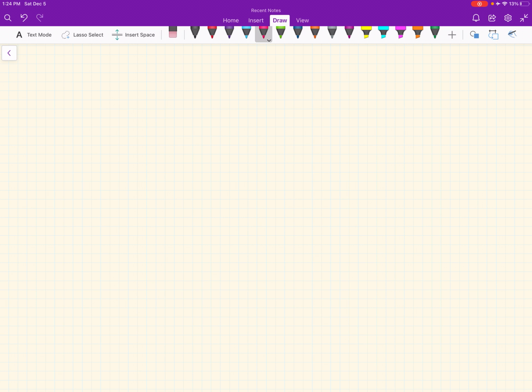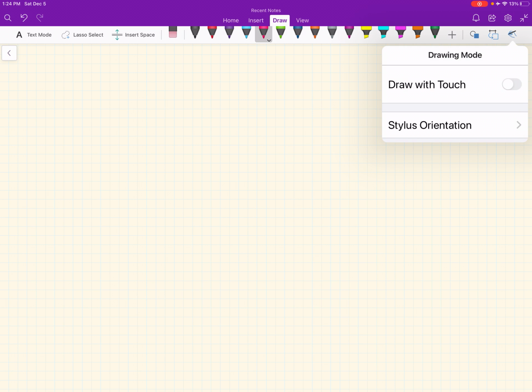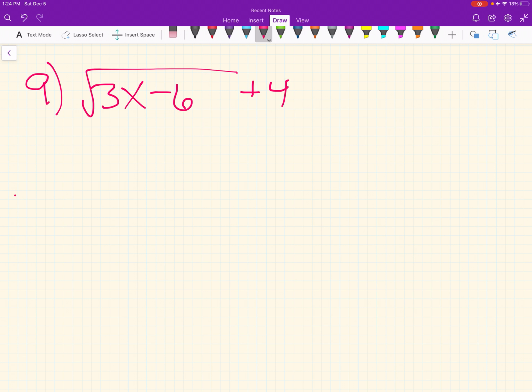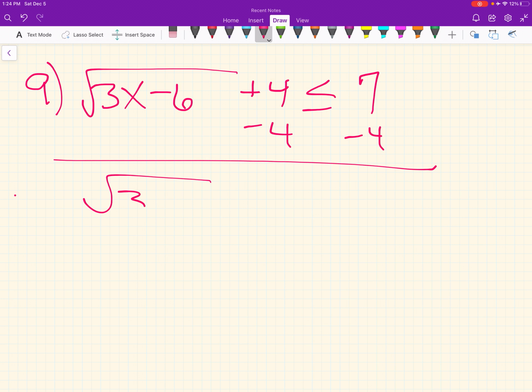So number 9 and 10, I will try to have time to go back and fix, but my pen just ran out, and I'm trying to remember if I can draw with touch. Let's see if I can do this. So number 9, this is not going to go well, but let me just show it to you. The square root of 3x minus 6 plus 4 is less than or equal to 7. We're going to subtract 4 from both sides. So now we have the square root of 3x minus 6, whoops, sorry.